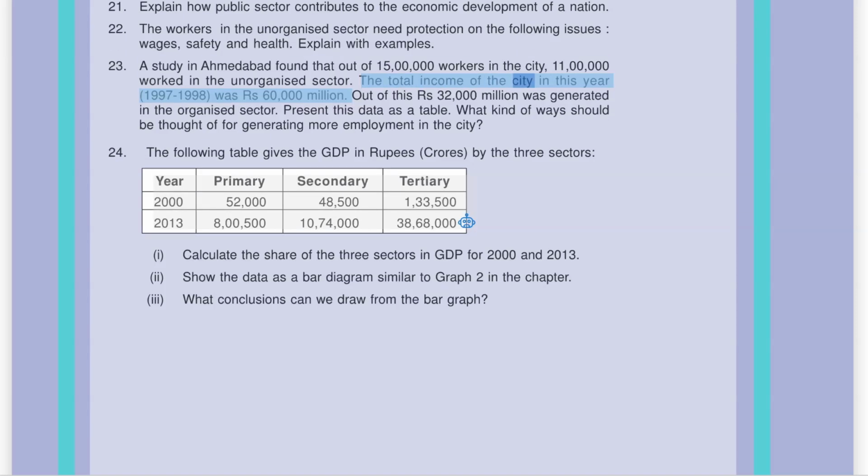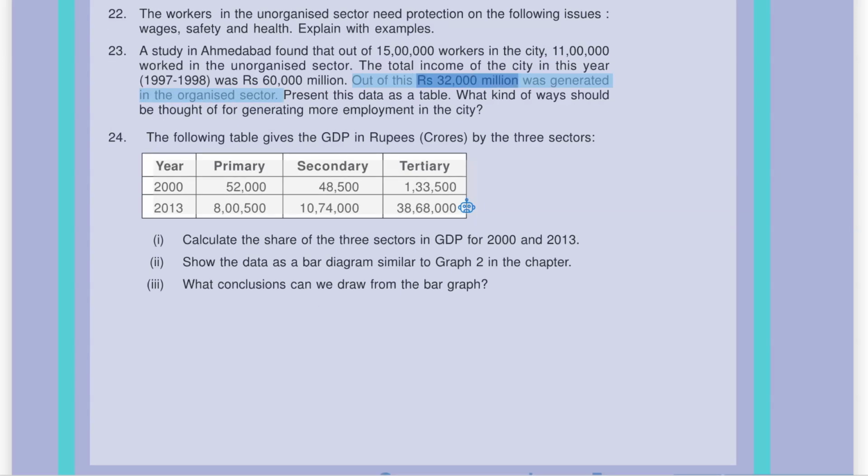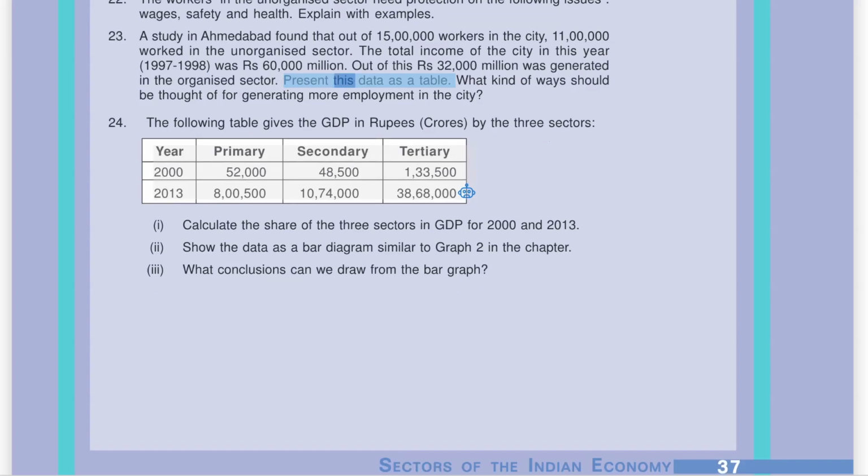The total income of the city in this year, 1997 to 1998, was 60,000 million rupees. Out of this, 32,000 million rupees was generated in the organized sector. Present this data as a table. What kind of ways should be thought of for generating more employment in the city?